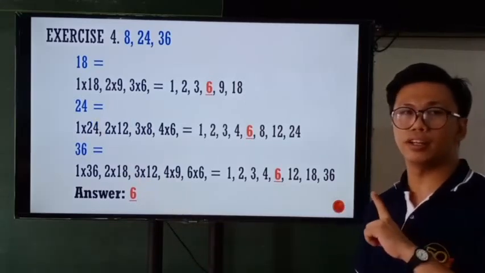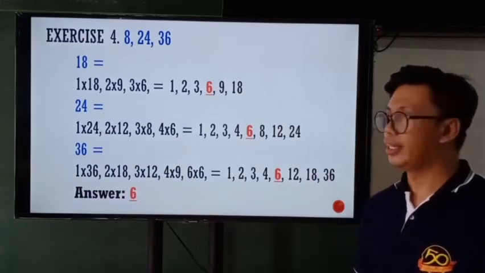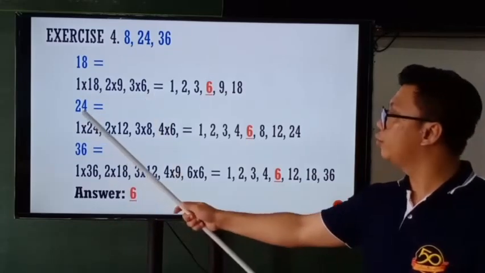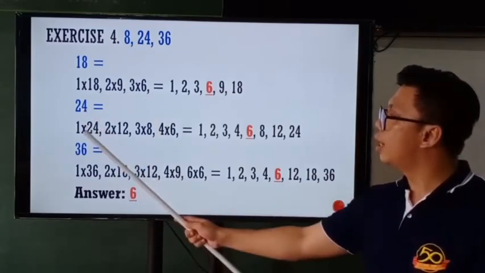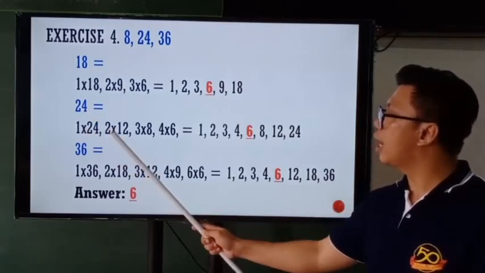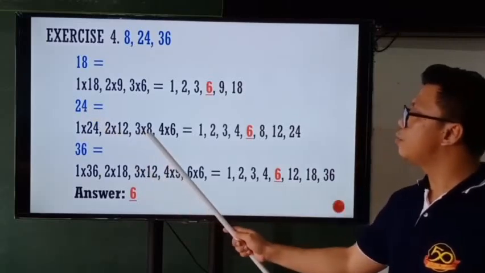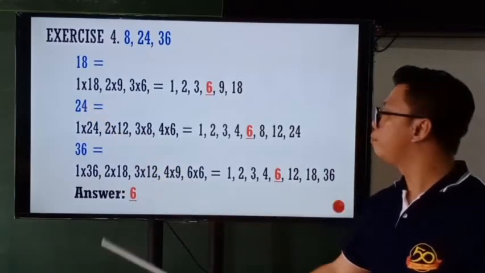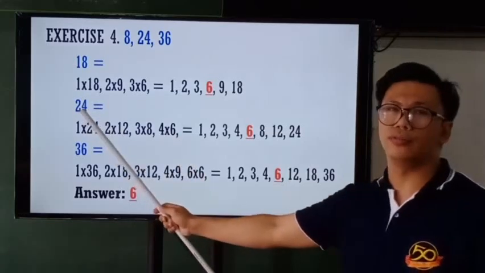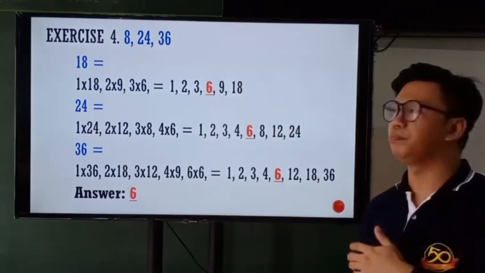So the first method is finding the factor. Okay, let's start. What is the factor of 24? So the factor of 24 is 1 times 24 is 24. 2 times 12 is 24. 3 times 8 is 24. And 4 times 6 is 24. So that is the factor of 24.